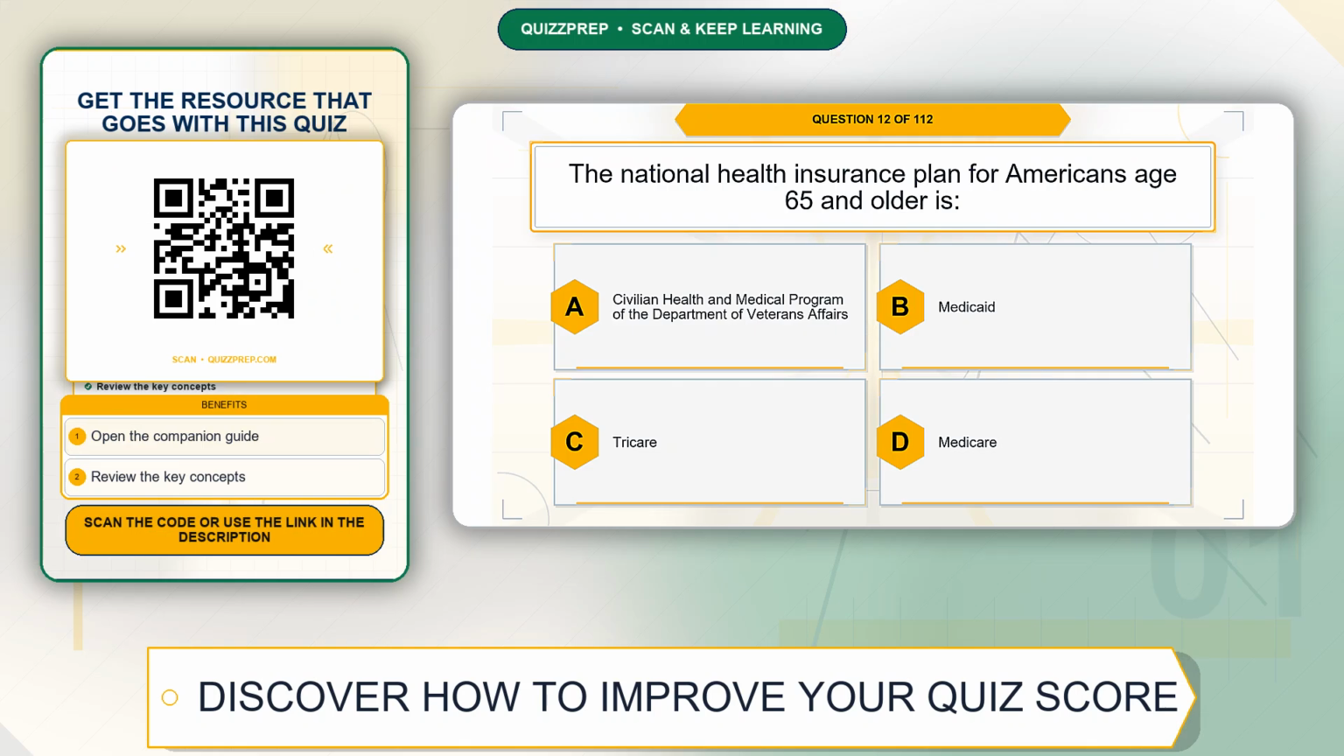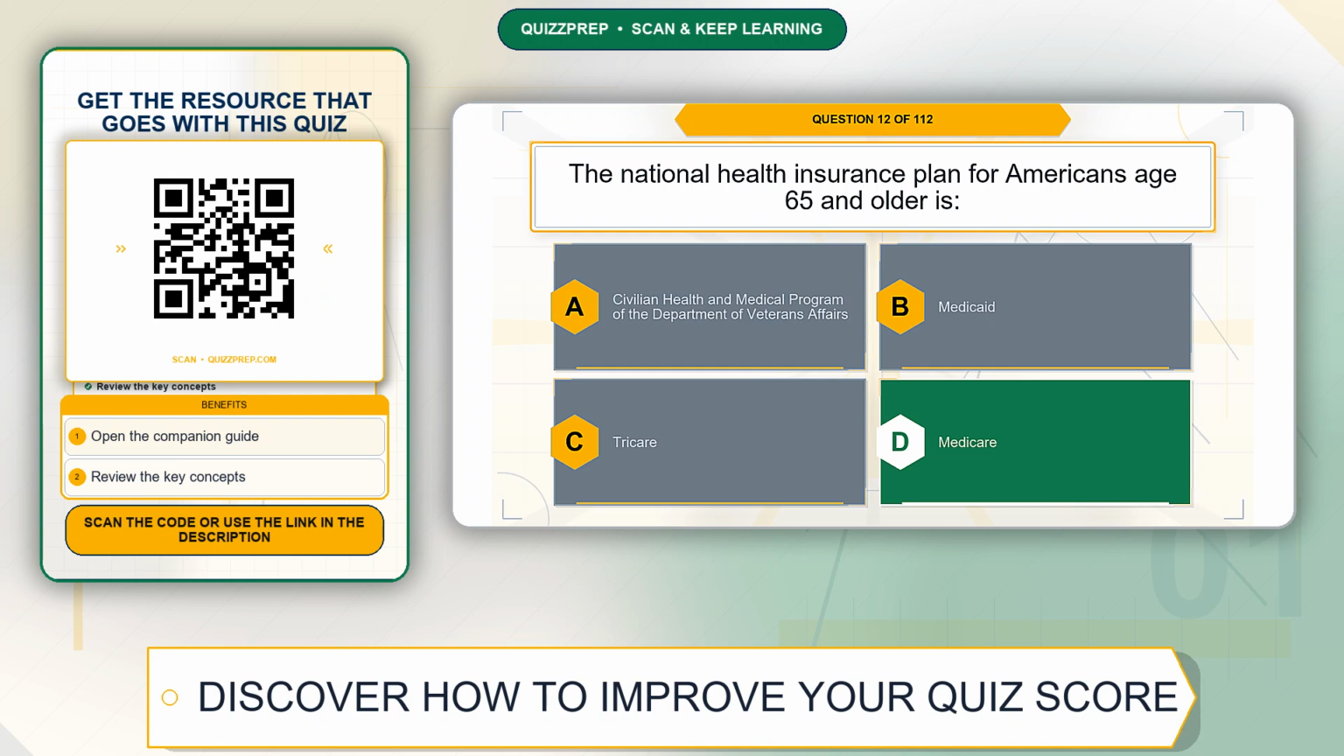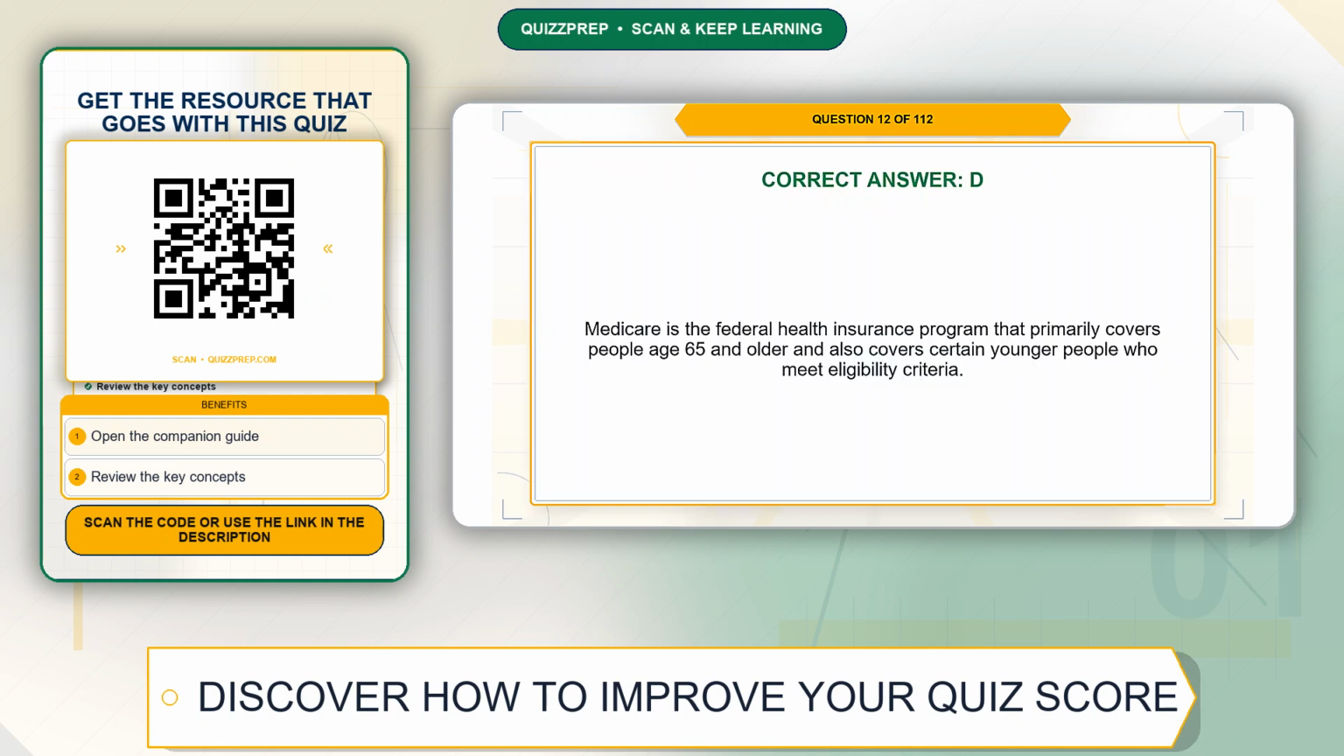Question 12. The National Health Insurance Plan for Americans age 65 and older is option A, Civilian Health and Medical Program of the Department of Veterans Affairs, option B, Medicaid, option C, TRICARE, option D, Medicare. The correct answer is option D, Medicare. Explanation. Medicare is the federal health insurance program that primarily covers people age 65 and older and also covers certain younger people who meet eligibility criteria.